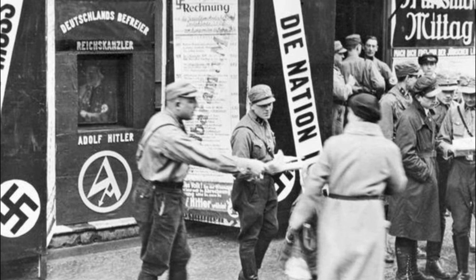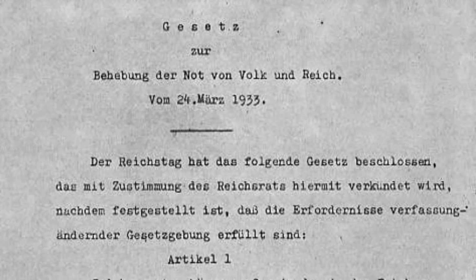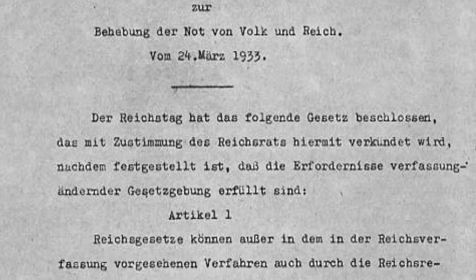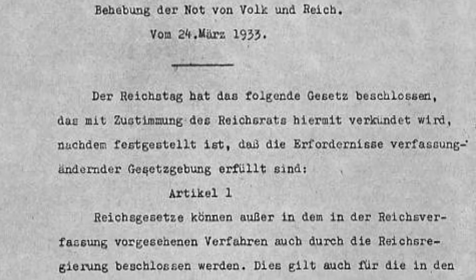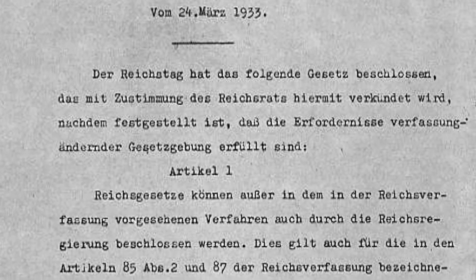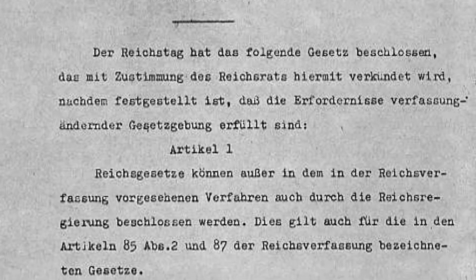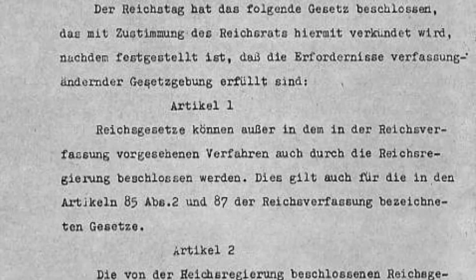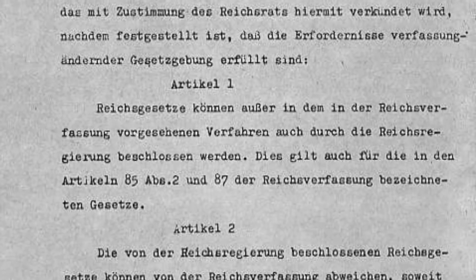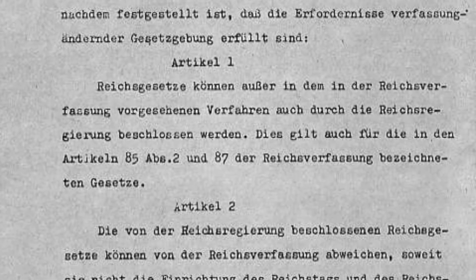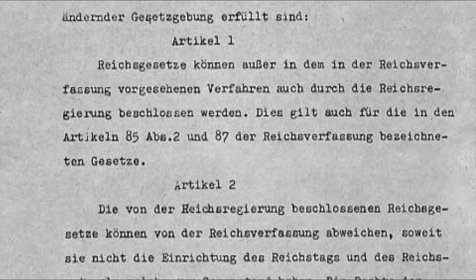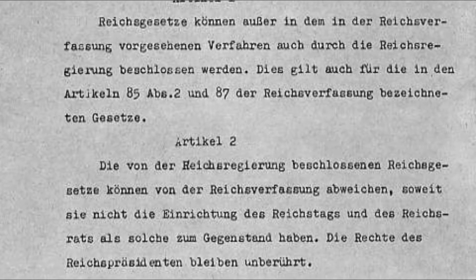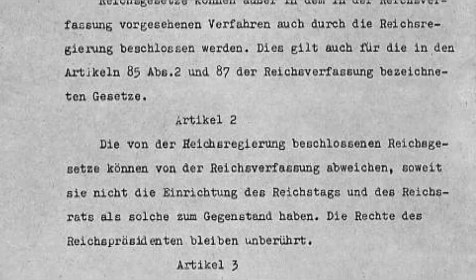What we now call the Enabling Act was then called the law to remedy the distress of the people and the Reich. It allowed the cabinet to enact laws that deviate from the constitution as long as they did not affect parliamentary institutions and the rights of the president. Laws would be published in the official gazette in the normal way and take effect on the following day, unless a different date was specified.